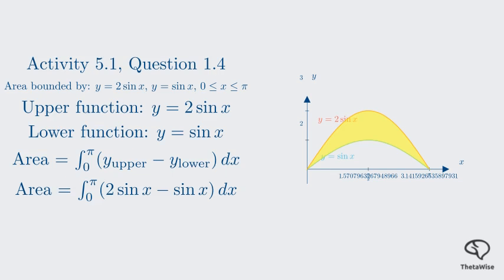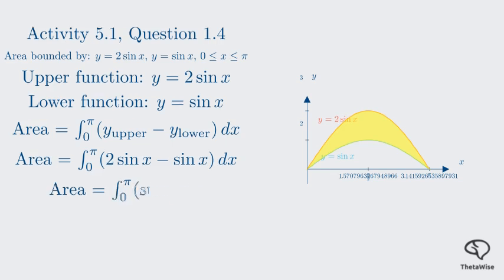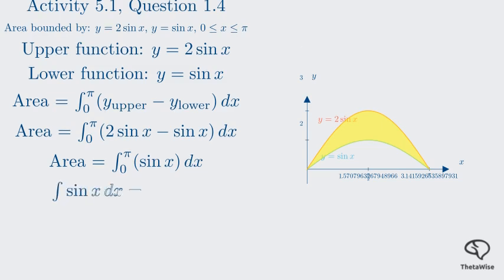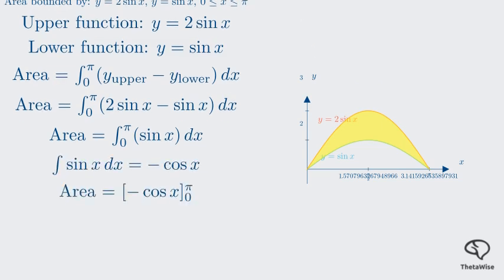Let's simplify the integrand before we integrate. 2 sin x minus sin x is simply sin x. This makes the integral very straightforward. The integral of sin x is a standard result. The integral of sin x with respect to x is negative cos x. So we evaluate negative cos x from 0 to pi.